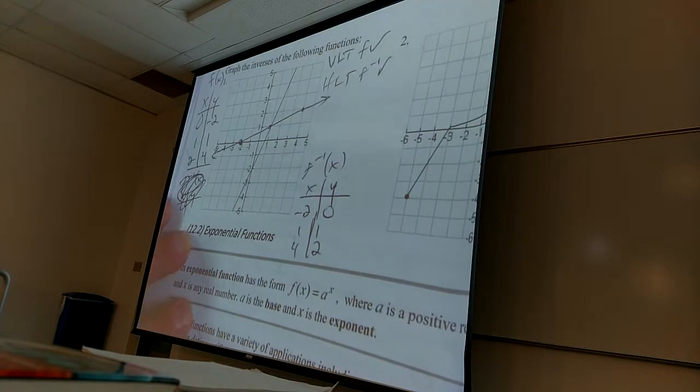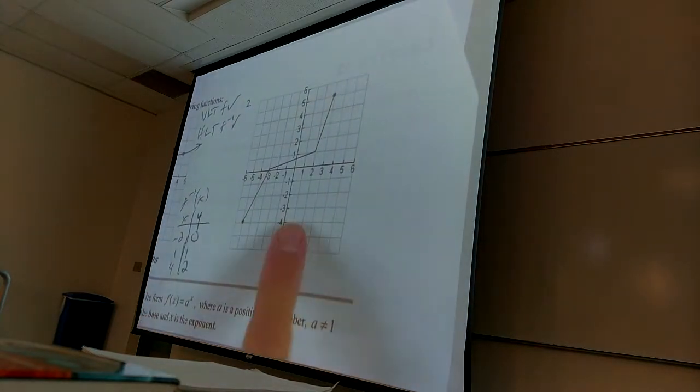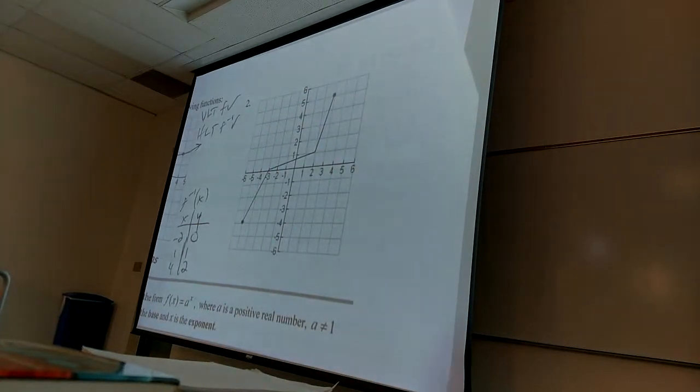So you guys, believe it or not, this one's actually easier in a way. Do this one. Why does this have an inverse? It passes the horizontal line test. I love it. It's definitely a function. It has an inverse because it passes the horizontal line test. So graph the inverse on top of it.